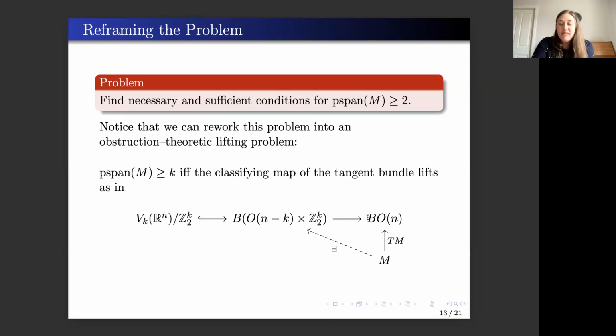So here is the classifying map of the tangent bundle of the manifold, and we're trying to reduce its structure group to this here. You can see this is the leftover rank n minus k bundle bit, and here are the k possibly non-trivial line bundles that we're trying to split off. The fiber of this map is a quotient of the Stiefel manifold of orthonormal k-frames in R^n by this action of Z mod 2 to the k. So it's some kind of projectivized Stiefel manifold. This is the picture to keep in mind.